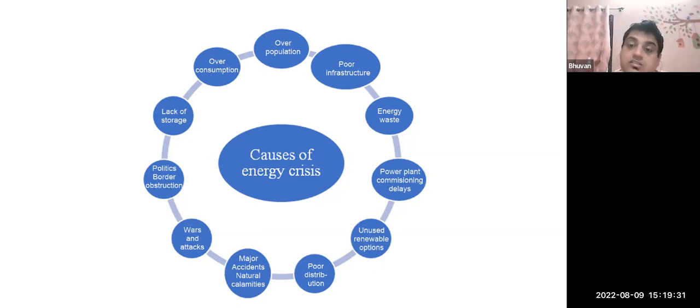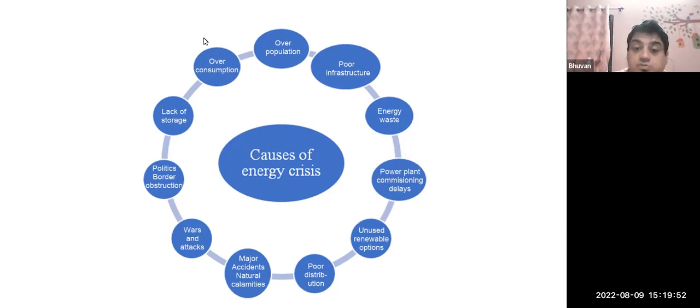Then power plant commissioning delays. There are delays in the commissioning of the power plants. Then we have the unused renewable options. We talk about more and more dependence on renewable energy, but still we are not able to tap them. So that also results in energy crisis.